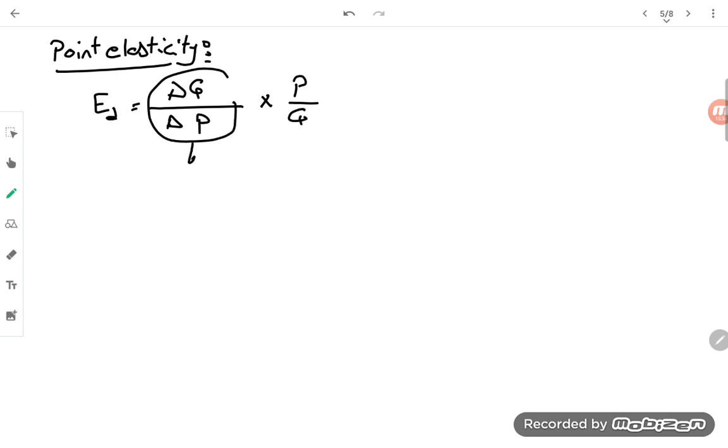In case of point elasticity, price elasticity of demand is calculated as change in quantity over change in price, multiplied by P over Q. This is the slope of the demand function. Returning back to the demand function, it's QD equals A minus BP. This is B.